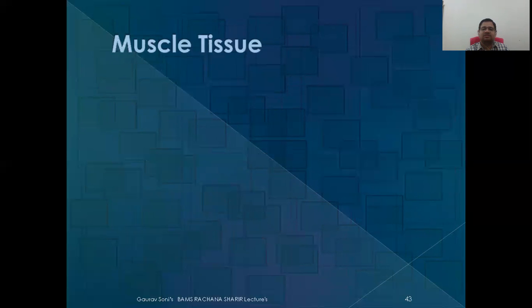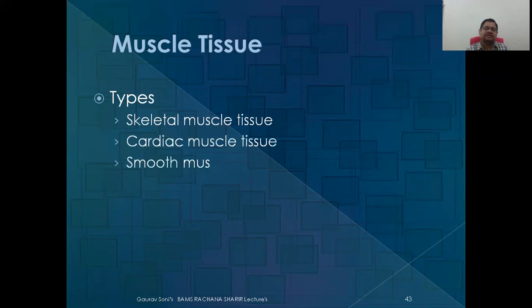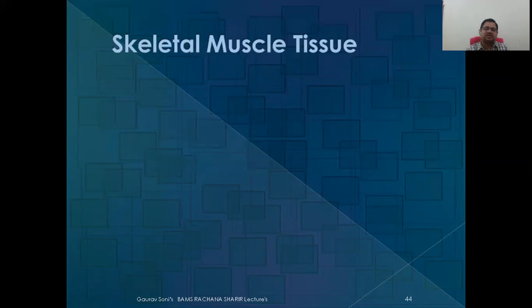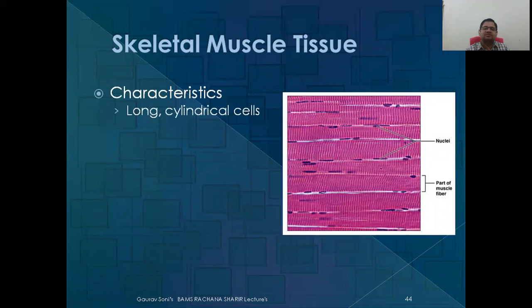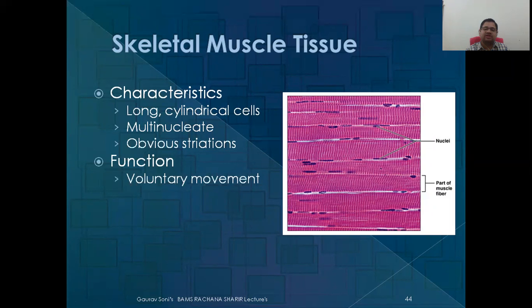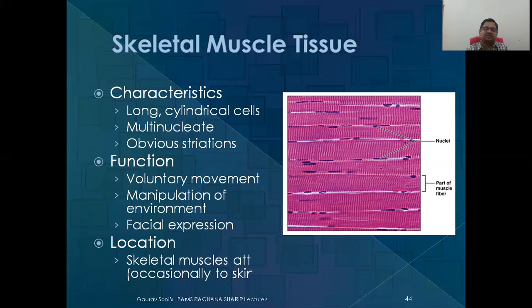Muscle tissue consists of cells surrounding the non-living matrix. Then there is a typical type known as muscle fiber. There are three types: skeletal muscle tissue, cardiac muscle tissue, and smooth muscle tissue. Here we are only going to talk in a very summarized manner. The skeletal muscle tissue has long cylindrical cells, multinucleate, striations are present, function is voluntary movement, manipulation of the environment, facial expression. Location: skeletal muscles are attached to bones, occasionally to skin, especially in the face.